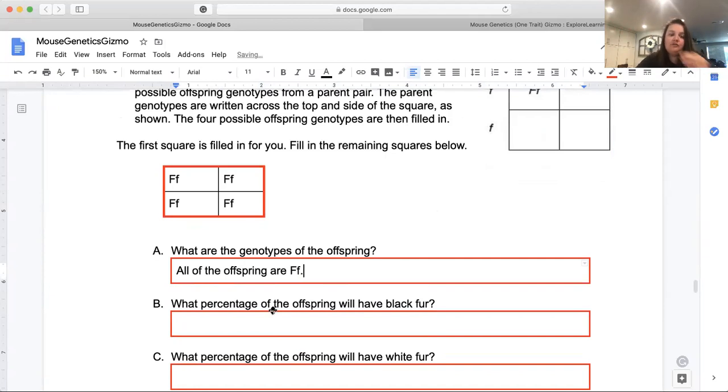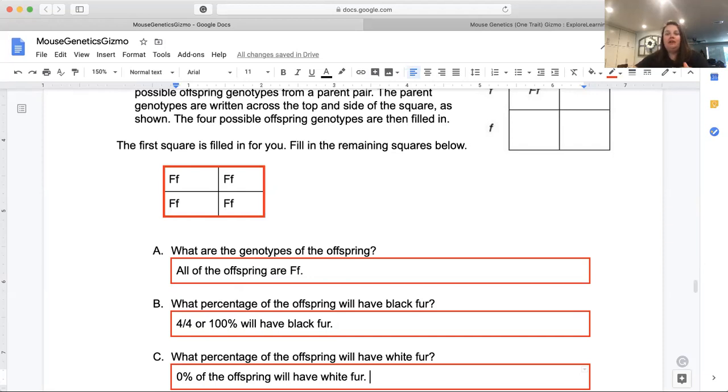What percentage of the offspring will have black fur, which means which percentage of them have a capital F, which means that they will be black? 1, 2, 3, 4 out of 4. So we would say 4 out of 4, or 100% will have black fur. 0% of the offspring will have white fur, because they have to have two lowercase f's to have white fur, because white is recessive.